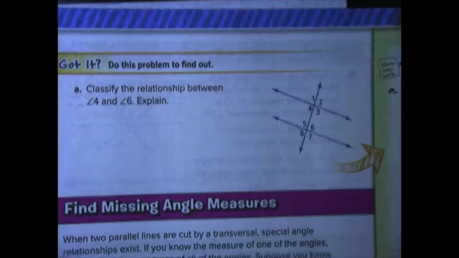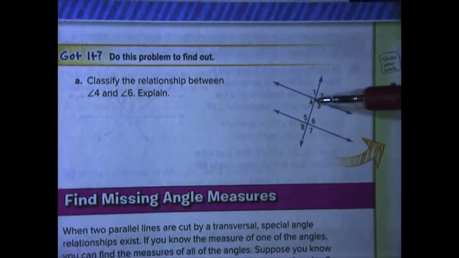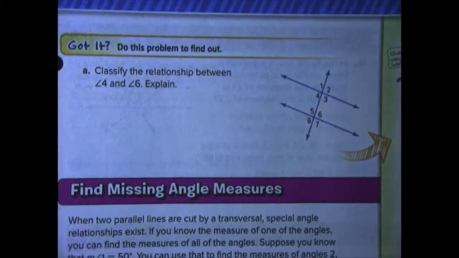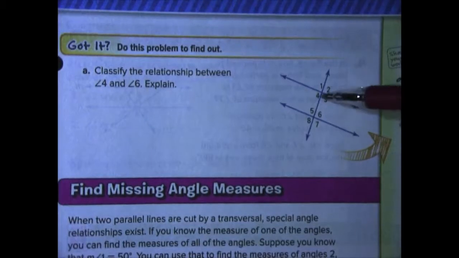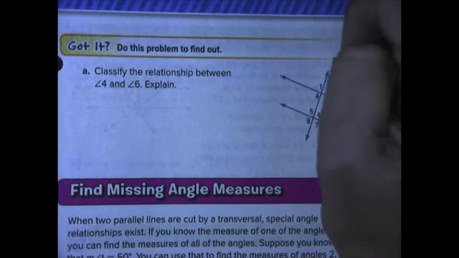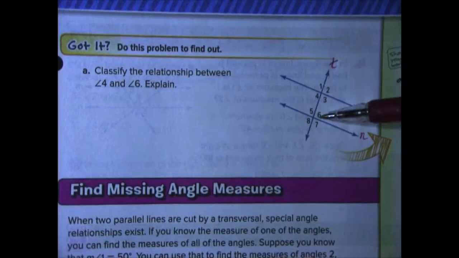It says classify the relationship between angle 4 and angle 6 and explain. So let's take a look at them. We've got three different types of angle relationships that we have learned about in this lesson. That's alternate interior, alternate exterior, or corresponding. So I have angle 4 here and angle 6 here. Here are my parallel lines. Let's just go ahead and name them M and N, and let's name our transversal T. So we notice that 4 and 6 are on opposite sides of the transversal. So right away we know they can't be corresponding because they're on opposite sides.